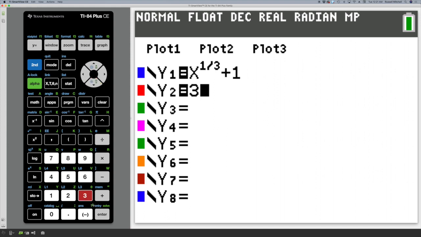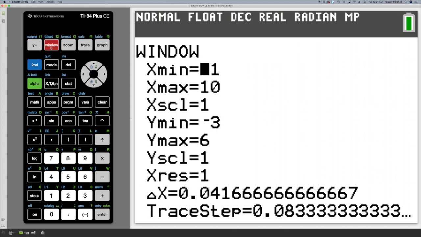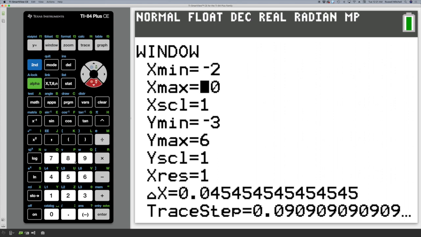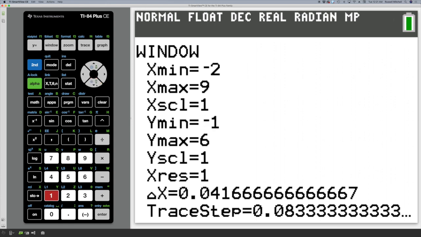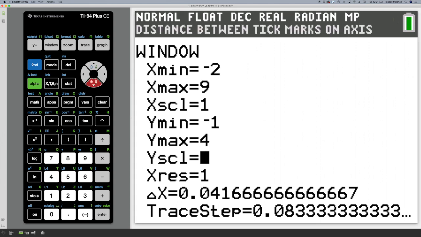And that's it. Okay, so let's go to our window. Looking at the grid, I would go from x min -2 to x max 9, and scale by ones, and y min at -1, and y max at 4, and y scale by 1. And let's graph and take a look at this.